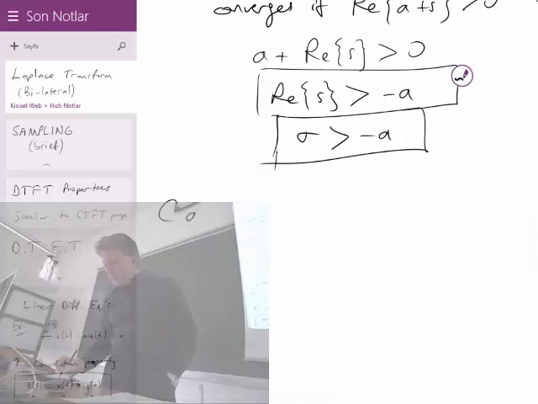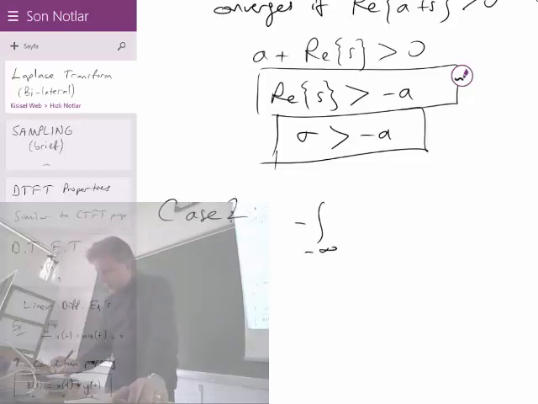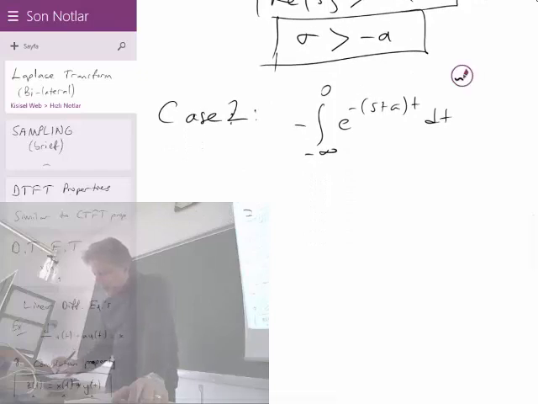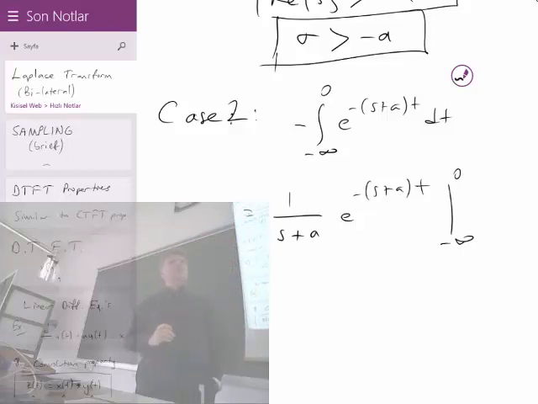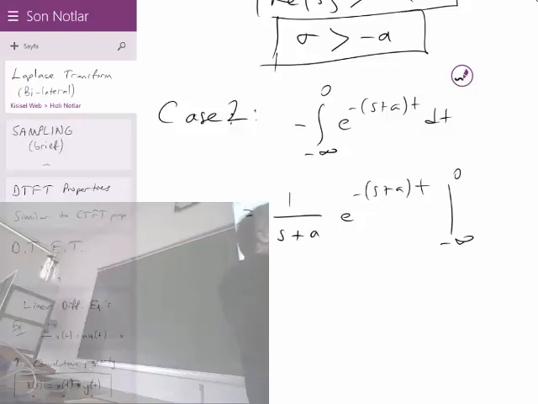However, if case 2 is valid, then in the second case, what was the integral? It was minus from minus infinity to 0 e to the minus s plus a t dt, and the two minuses will cancel each other. It will be 1 over s plus a e to the minus s plus a t from minus infinity to 0. Now if this thing converges at minus infinity, then s plus a must have a real part to be what? Negative this time. Because if it is negative, then minus of that negative will be positive. So it will be a positive going exponential, but I'm looking at it at minus infinity. At minus infinity it must decay.